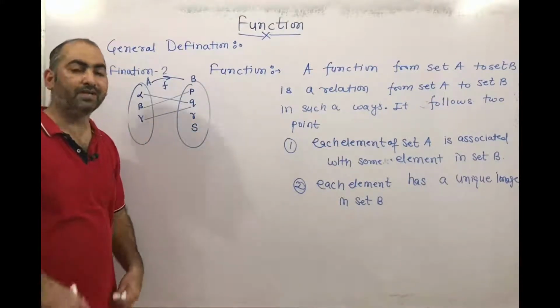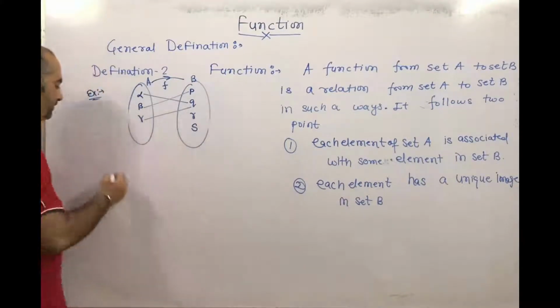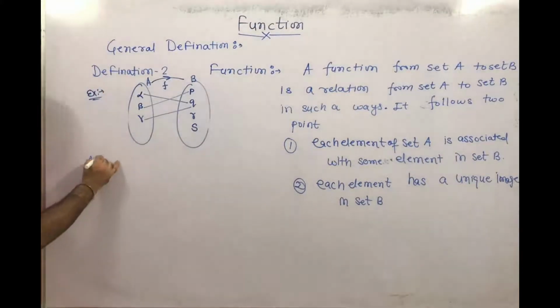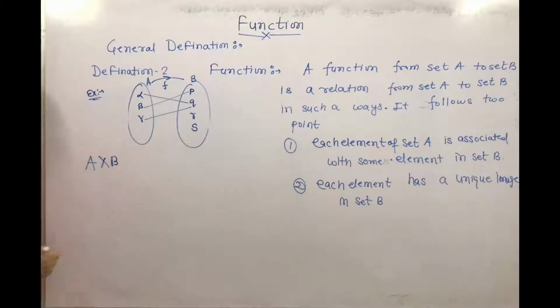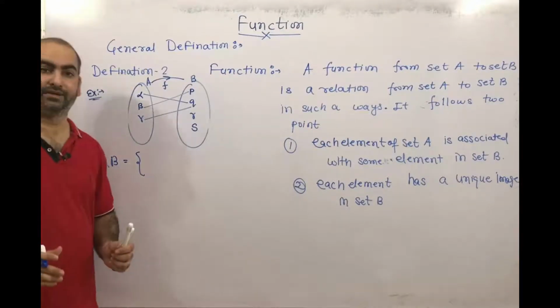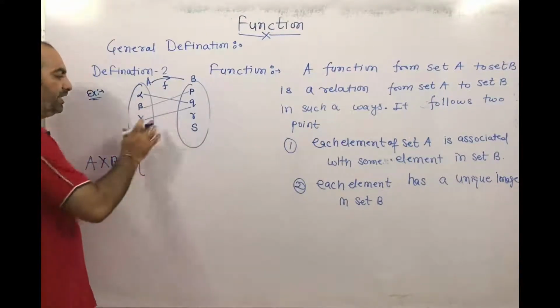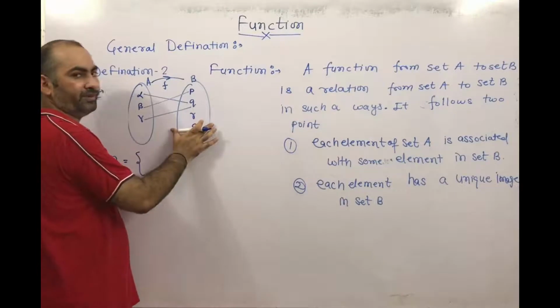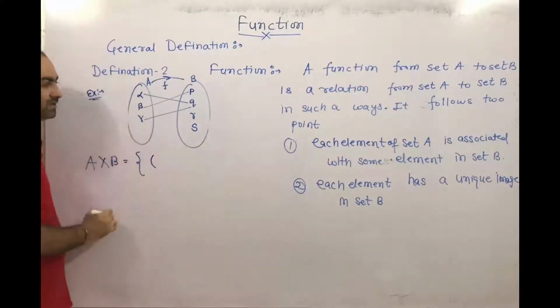Now what is Cartesian product? If I discuss the Cartesian product A to B, that means A cross B. So what is A cross B? It will give all the ordered pairs. The first element should come from A, the second element should come from B. So here what will come?